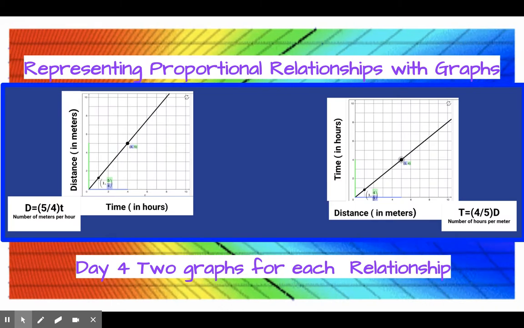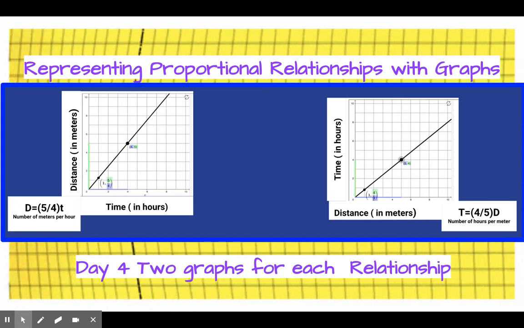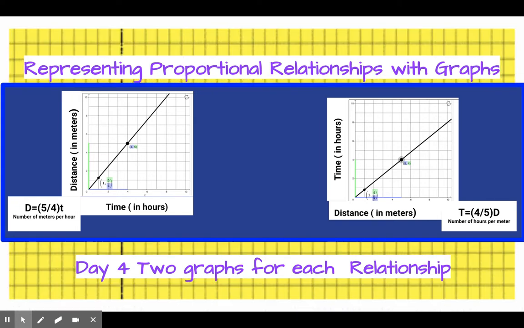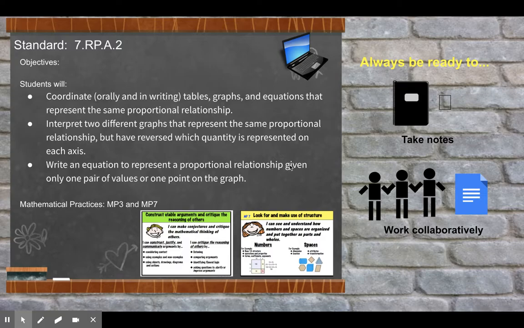So we're going to continue talking about representing proportional relationships with graphs. We're now on day 4, and we're going to talk about 2 graphs for each proportional relationship. Our standard for today, once again, is 7.RP.A.2. Our objectives are students will coordinate tables, graphs, and equations that represent the same proportional relationship, interpret 2 different graphs that represent the same proportional relationship but have reversed which quantity is represented on each axis. And then we're also going to write an equation to represent a proportional relationship given only one pair of values or 1 point on the graph.